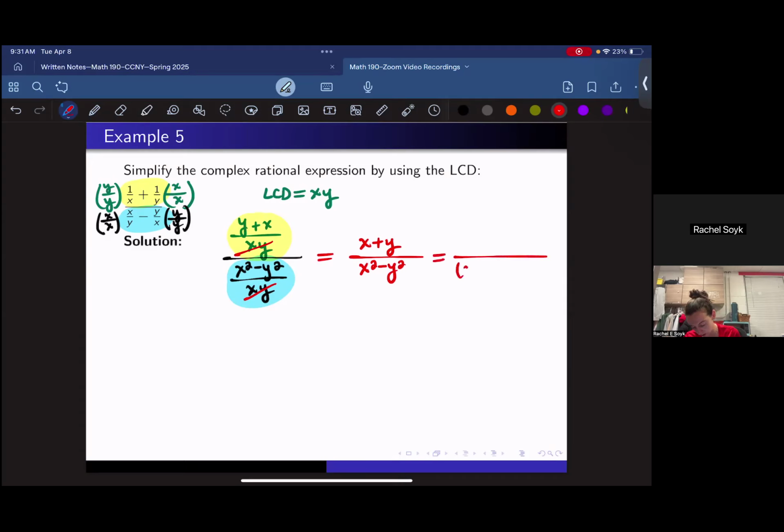So we can factor that into x plus y, x minus y, and then we have that x plus y in our numerator. x plus y and x plus y cancel out, so our final result is simply 1 over x minus y, and we're done.